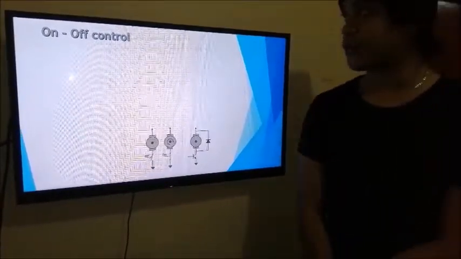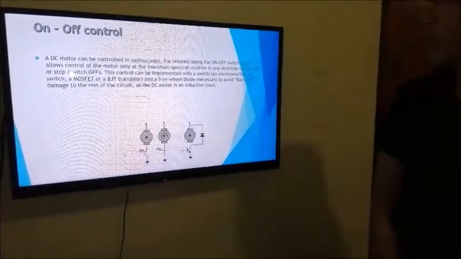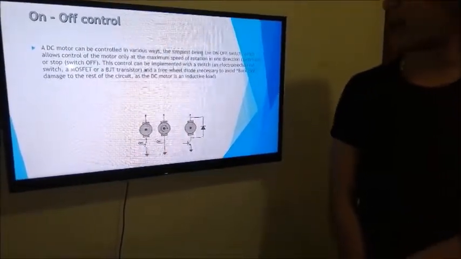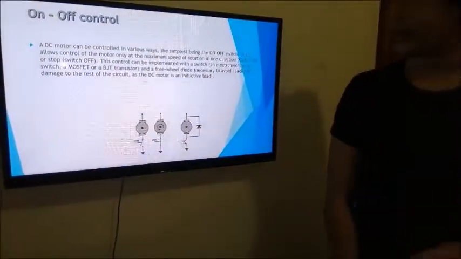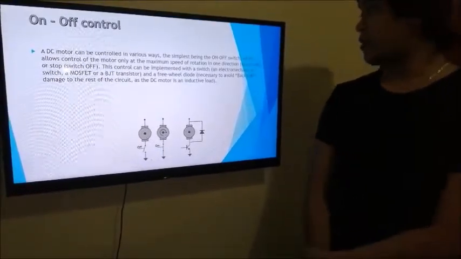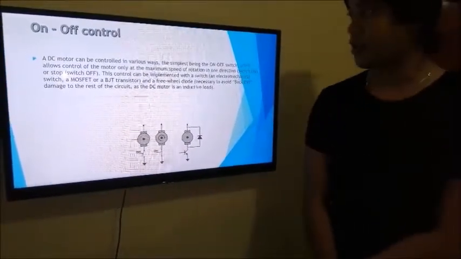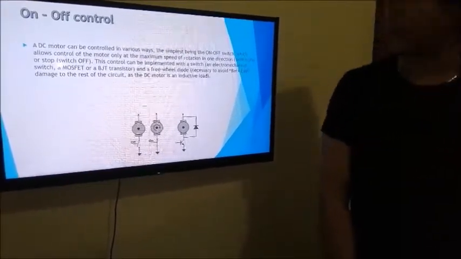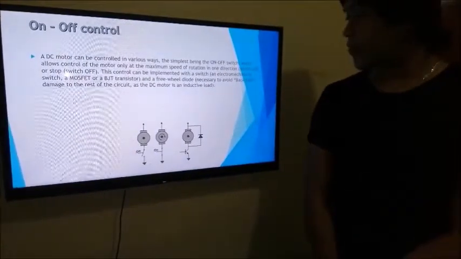On-off control. A DC motor can be controlled in various ways, the simplest being the on-off switch, which allows control of the motor only at the maximum speed of rotation in one direction, switch on or switch off. This control can be implemented with an electromechanical switch, a MOSFET or an IGBT transistor, and a freewheel diode is necessary to avoid back EMF damage to the rest of the circuit, as the DC motor is an inductive load.